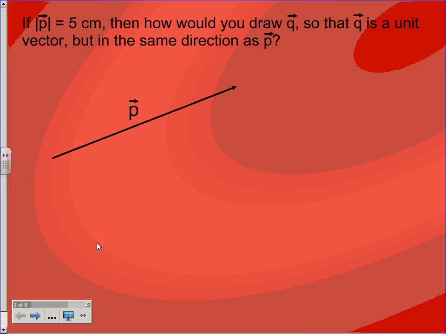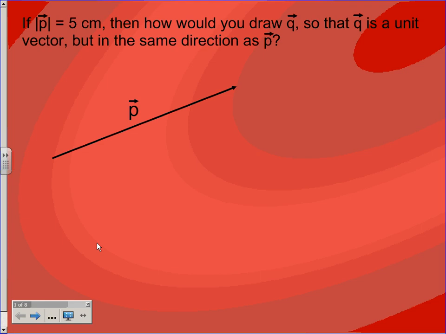All right, we're set for our next lesson on dot product actually. A little warm up. This is just something we want to take a look at first. Then we'll get going, but it's going to help us a little bit. It says if the magnitude of vector p, which we see there, is 5 centimeters, then how would you draw vector q so that vector q is a unit vector, but it has to be in the same direction as vector p. So how would you draw it?